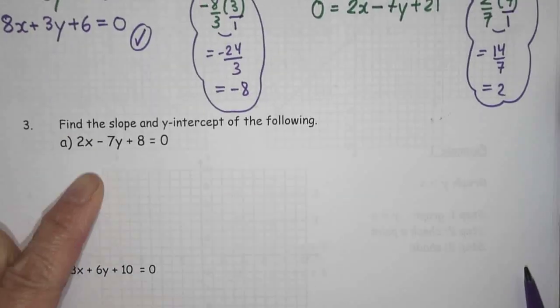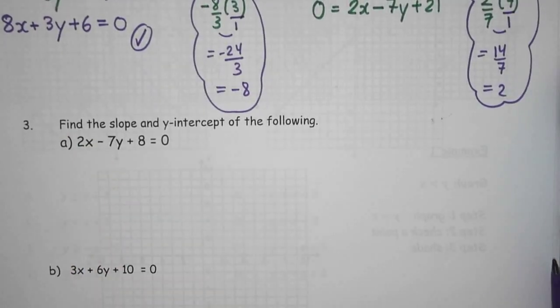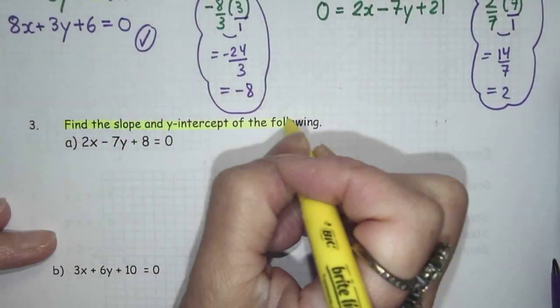All right. For this question, it says find the slope and y-intercept of the following.